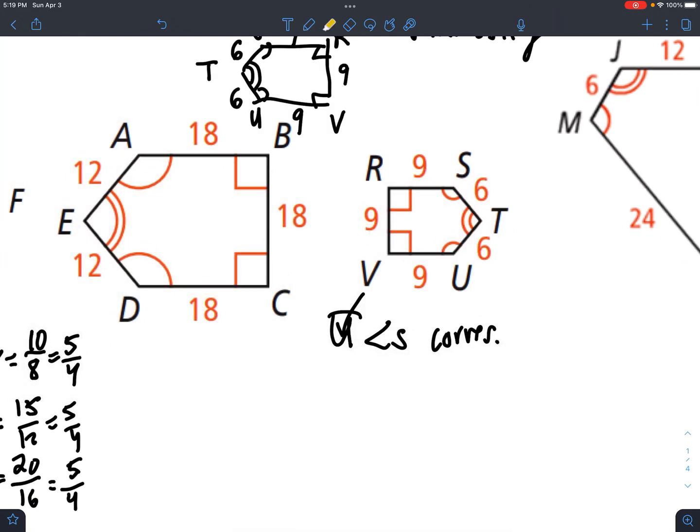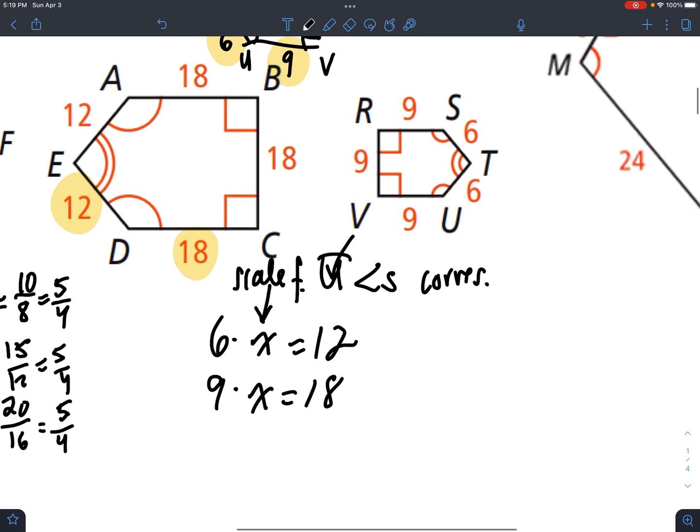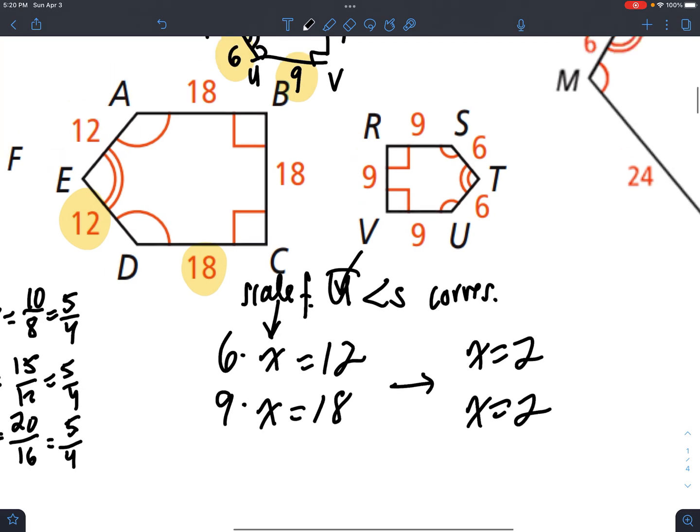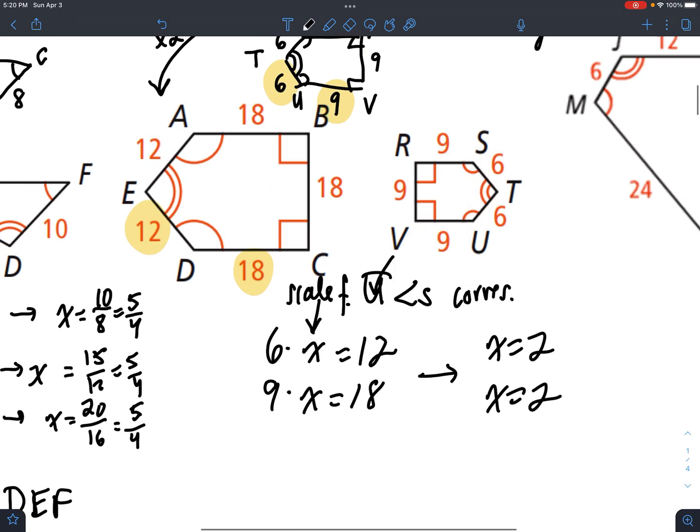But we got to make sure that the 6 can be multiplied up to 12 in the same way that 9 can be multiplied up to 18. You see how there's only 2 numbers for side lengths? So we should make sure that those are scaled the same way. So 6 times something is 12, where this is the scale factor, and 9 times something is 18. So for both cases, we get a 2. So the scale factor from the smaller one to the bigger one is 2.